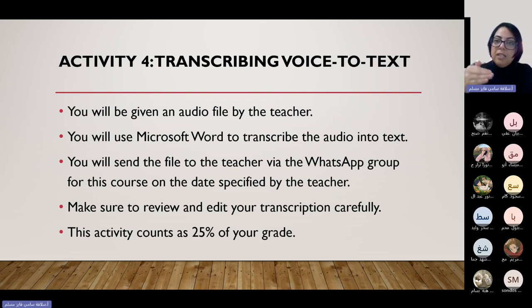Of course, for all these activities, I will give you a time frame. Like I will tell you, activity 1, you will send it at this time. Activity 2, you will send it at this time, okay? Make sure to review and edit your transcription carefully. And this activity counts as 25% of your grade.